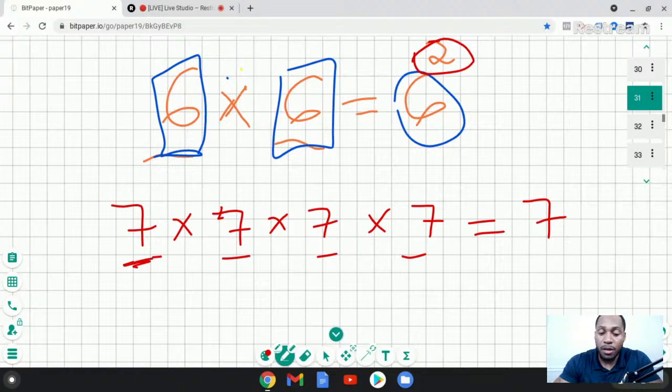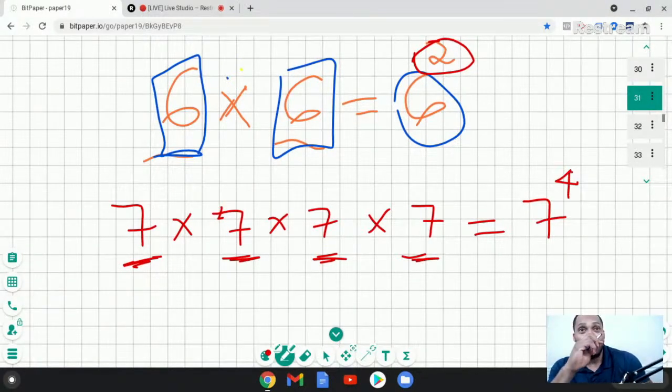4 times in this case. Here, 1, 2, 3, 4, right? Easy enough, right? Now, okay, so let's switch gears for a little bit.